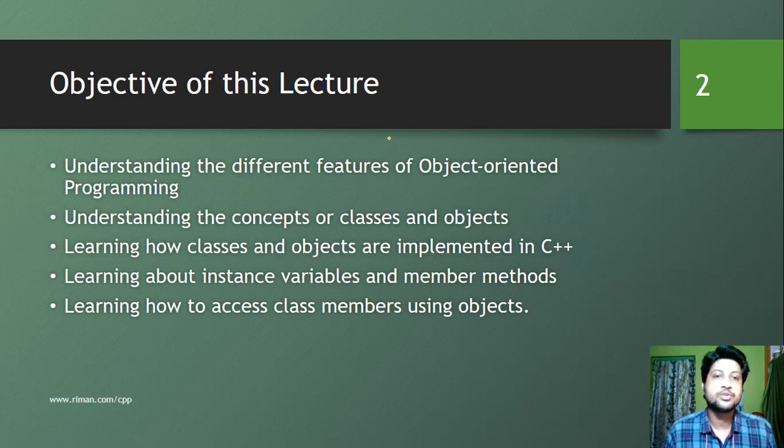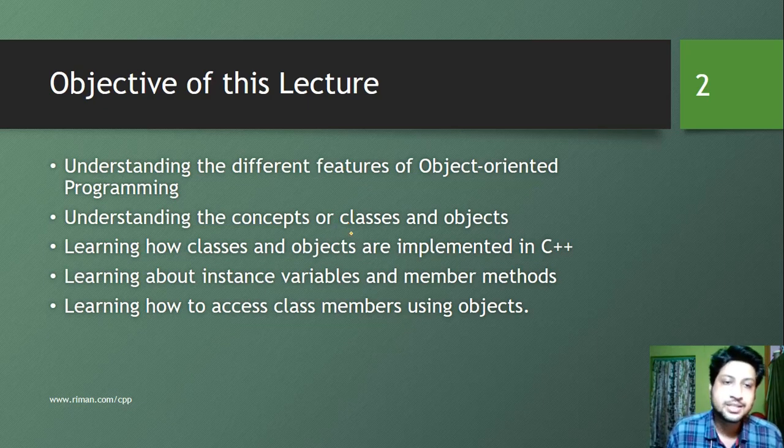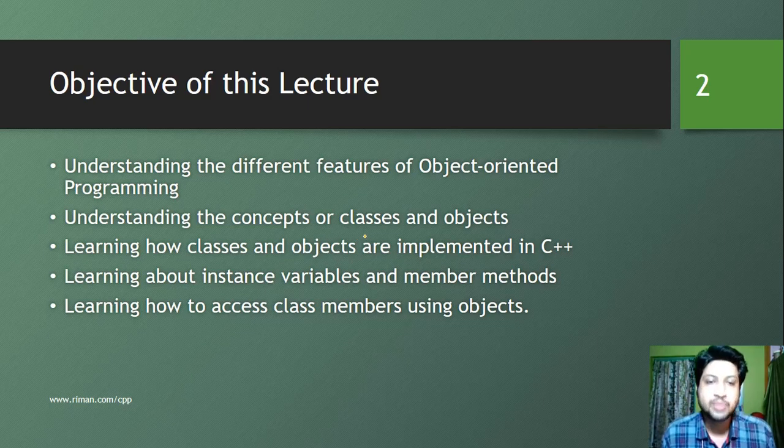So today we are going to talk about different features of object-oriented programming, and our main focus will be on classes and objects. We are going to understand how classes and objects are implemented in C++, how instance variables and member methods are written in a class definition, and how class members can be accessed using objects of that particular class. So let's get started.